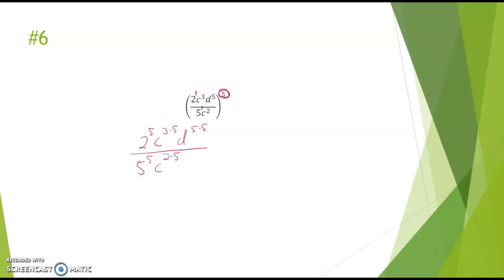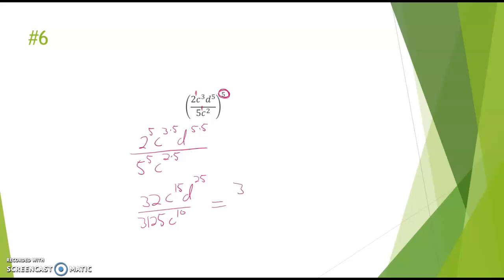So 2 to the 5th power gives me 32. And then I'll have c to the 15th, because 3 times 5. I'll have d to the 25th. And then 5 to the 5th power, gotta grab my calculator for that one, is 3,125. And then c to the 10th. Well, I notice that I've got a c on top and a c on bottom, so that means that I can use the quotient of a power just like our last problem.